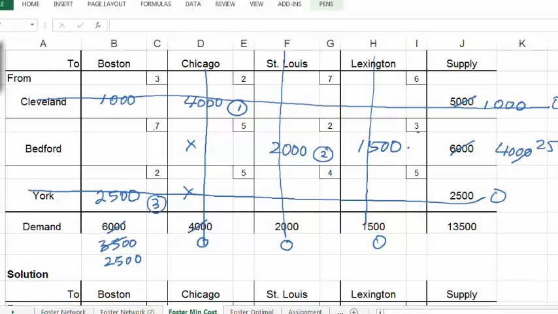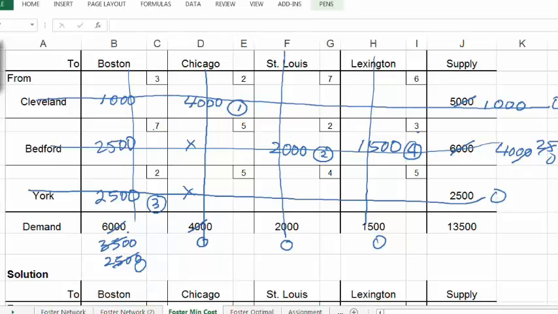Okay, so that's 1, 2, 3. That was number 4. And then now we go over here. 7. This is the only cell left. So no choice here. So here we put in 2,500. So that's done, and that's done, and everybody's done. Okay. And what we saw was, 7 is a pretty high cost, right?